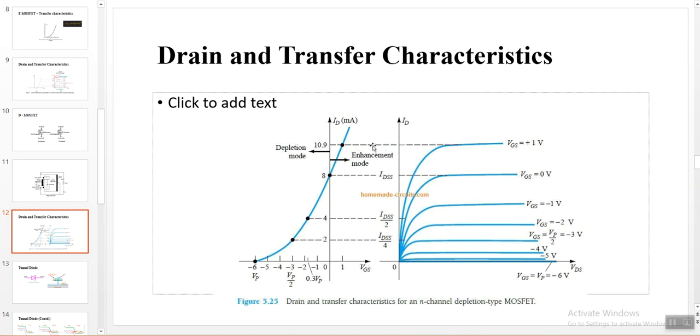Depletion mode MOSFET works based on the VGS voltage. This is the set point from which if the VGS is reduced, drain current also reduces. When VGS is increased, drain current is also increased. So this is the working of depletion mode MOSFET.